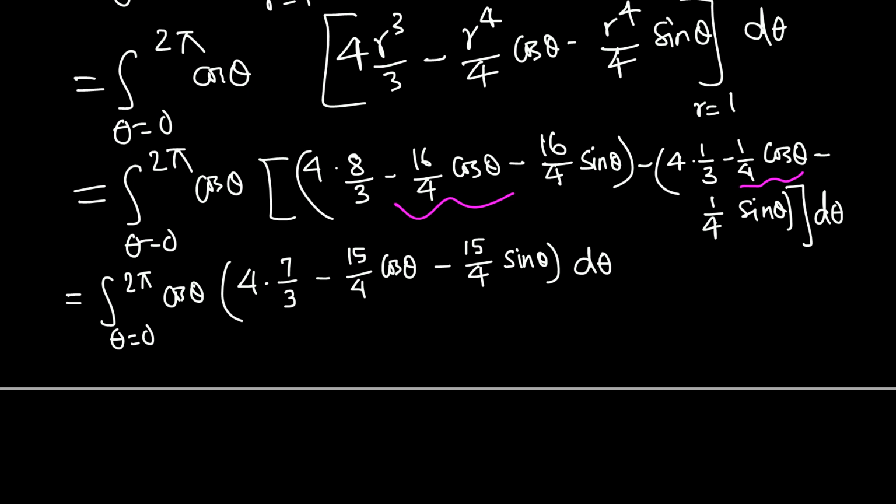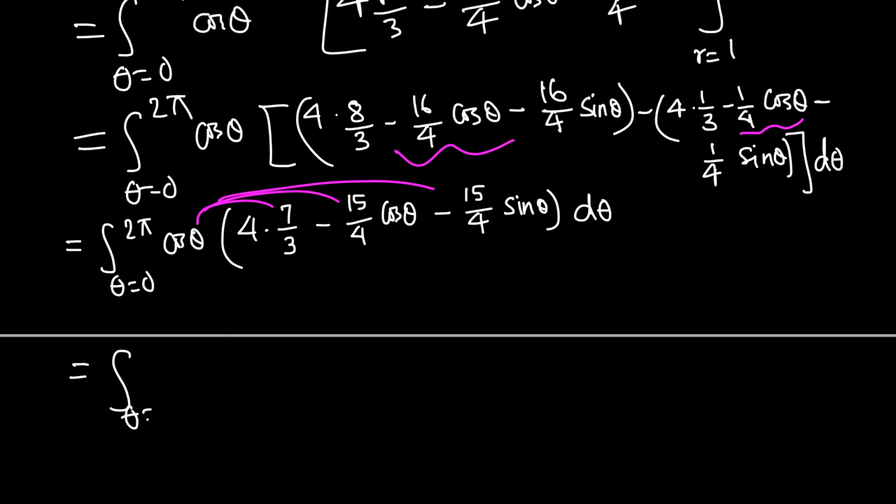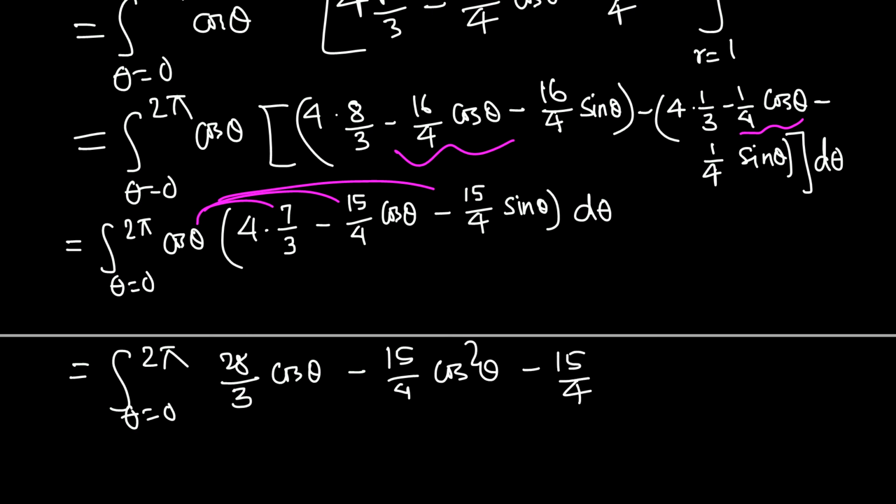Now we have to integrate with respect to theta, so we need to distribute here. Okay, and let me write what we get here. So we have theta from 0 to 2 pi, this is 28/3 cosine theta minus 15 over 4 cosine squared theta minus this is 15 over 4 cosine theta sine theta, or sine theta cosine theta.